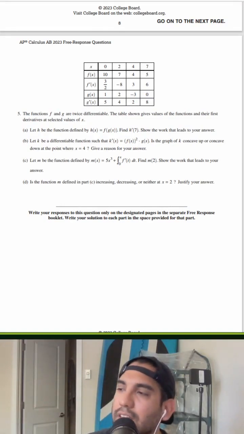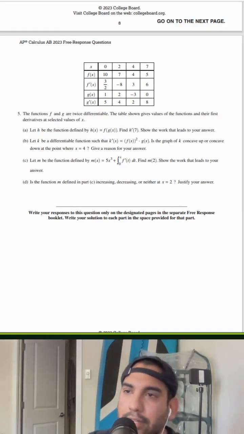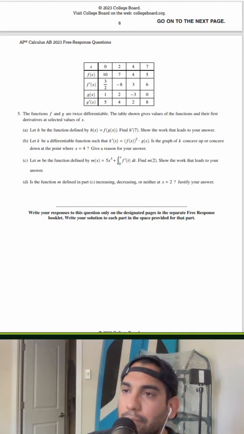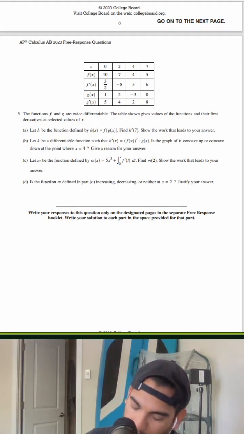Guys, this one, I saw this. I'm like, they really want to give you guys some free points. Okay, so they give us this crazy table, and then they tell us that H is equal to F composite G. So they want H prime of 7.